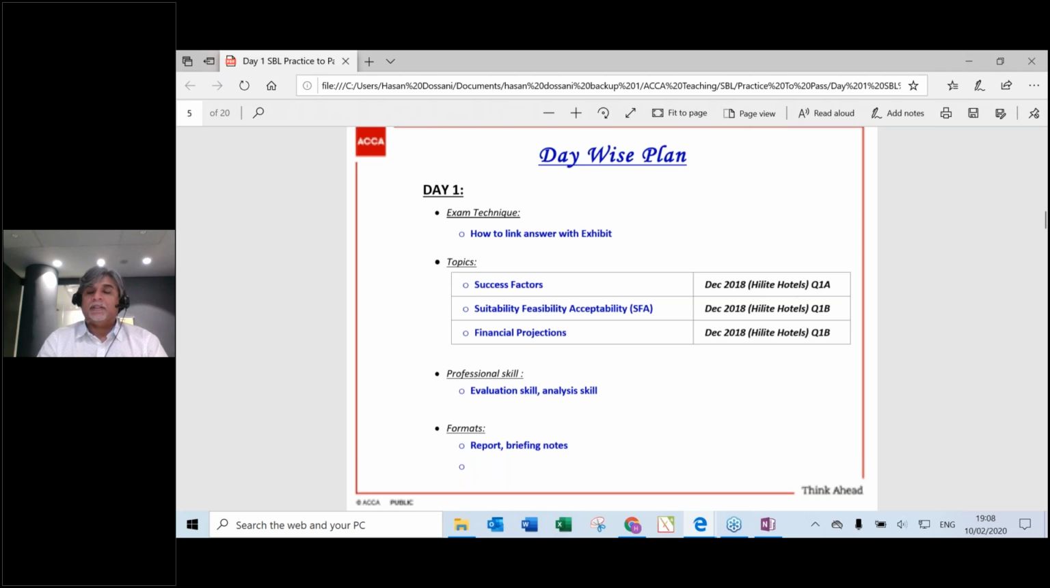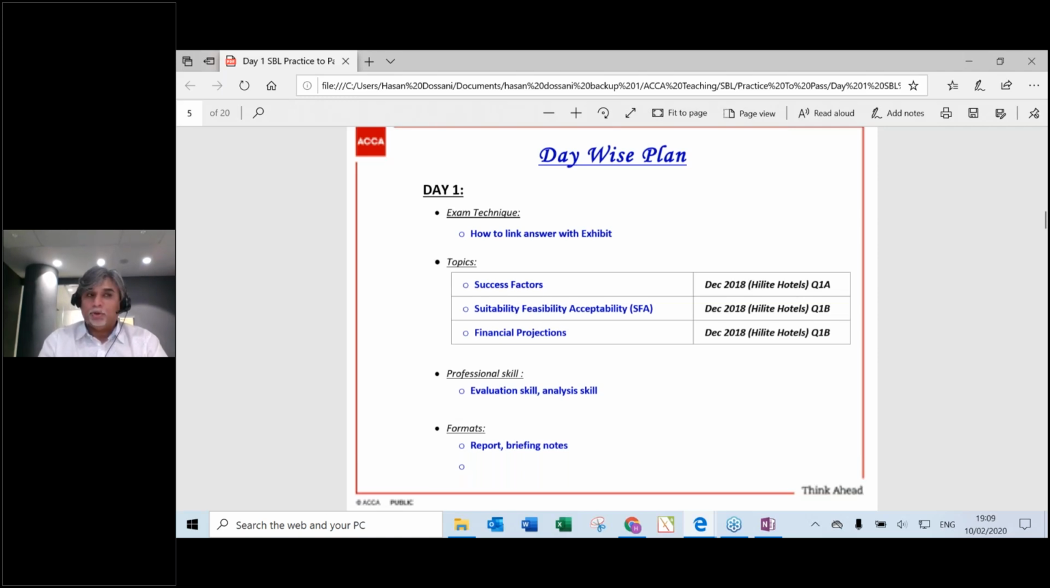These three topics are really big and really important from an exam point of view. The first topic is success factors, followed by the suitability, feasibility, acceptability model, and then followed by financial projections. So the second topic is the SFA framework, and the third one is financial projections.